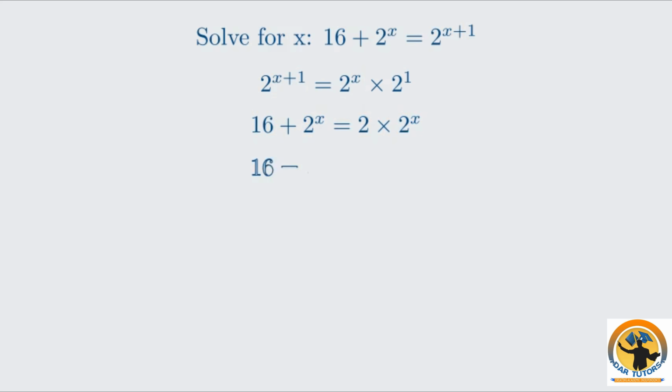Subtracting 2 to the x from both sides gives us 16 equals 2 times 2 to the x minus 2 to the x. On the right side, we have 2 of something minus 1 of that same something. This leaves us with 1 of that something. So 16 equals 2 to the x. Now we just need to find what power of 2 gives 16. We know that 2 to the fourth is 16. Therefore, x equals 4.